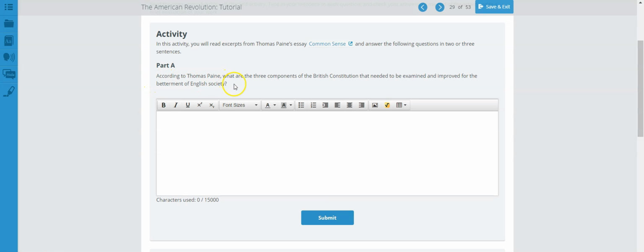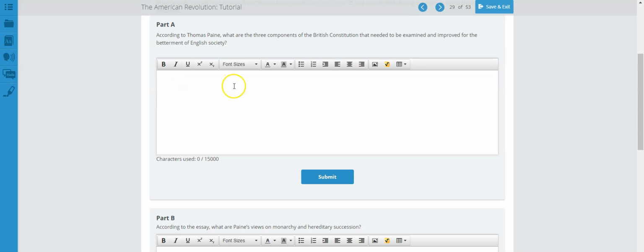According to Thomas Paine, what are the 3 components of the British Constitution that needed to be examined and improved for the betterment of English society? Fairly simple, just label them 1, 2, 3. Make sure you're explaining each one. Don't just write 1 or 2 words, but put some effort and make sure that you're explaining each one.